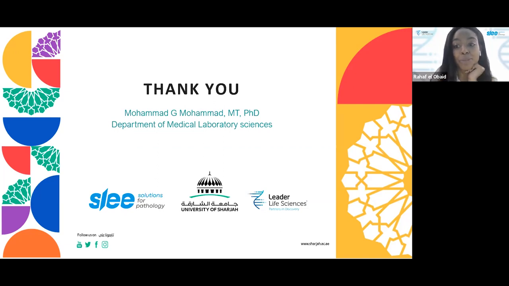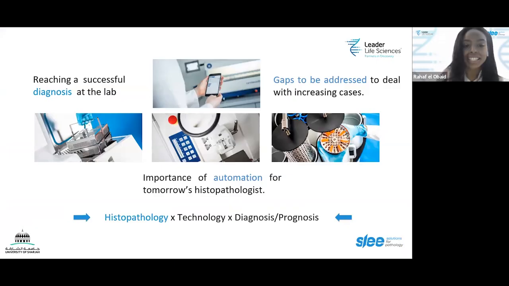And now our speakers are going to have a discussion addressing how histopathology affects diagnosis and prognosis of an illness. Let's look at the first discussion point. From a manufacturer's point of view, Alex, the technology of course really contributes to reaching a successful diagnosis at a lab, but what are the different gaps to be addressed that you think technology can fulfill?